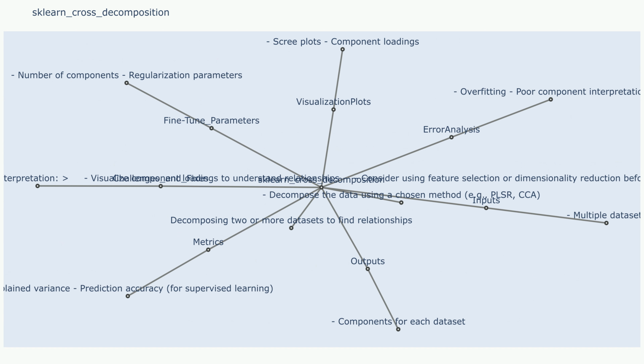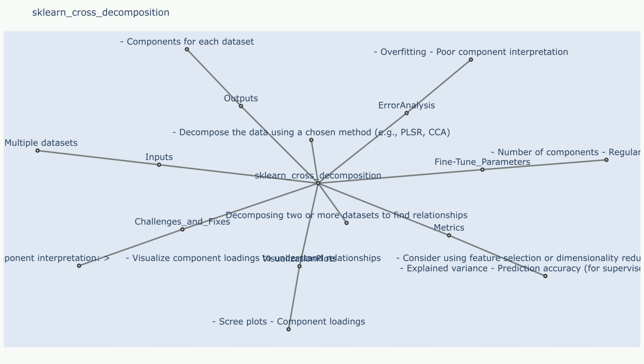Fixes to challenge 2. Standardization: scale the input datasets to have zero mean and unit variance before applying cross-decomposition. Feature scaling: use other scaling methods, like min-max scaling, to ensure that all features have a similar range.